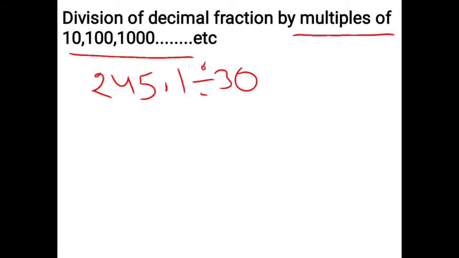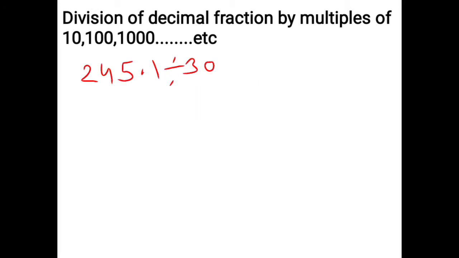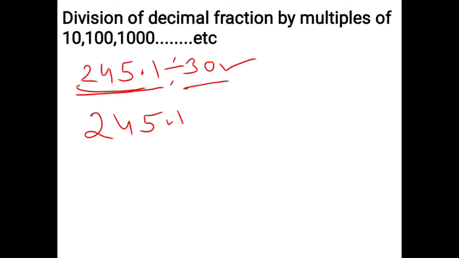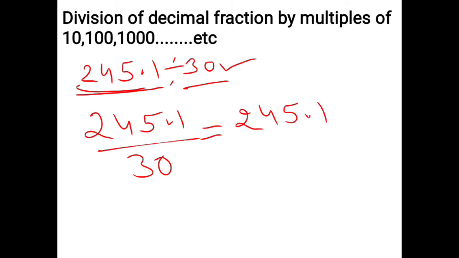For that I am taking an example. So I have taken the example 245.1 divided by 30. This 30 is a multiple of 10. Now how can we solve that? Just write it as 245.1 and divide by 30. Now you can write 30 as 3 multiplied by 10.